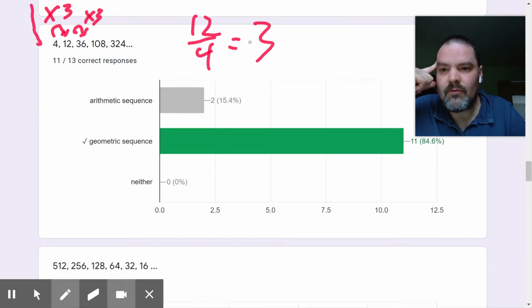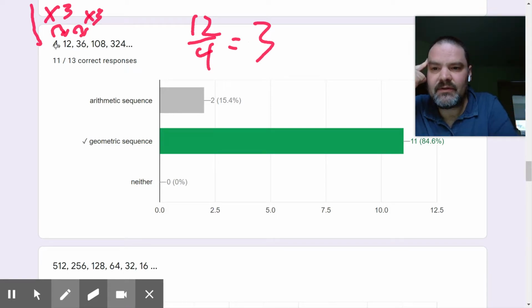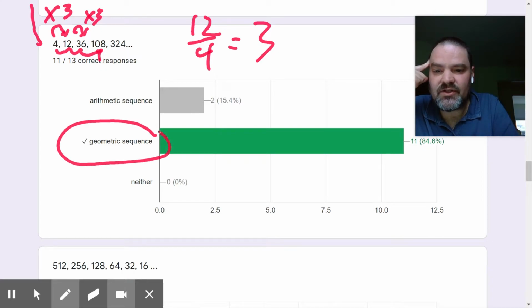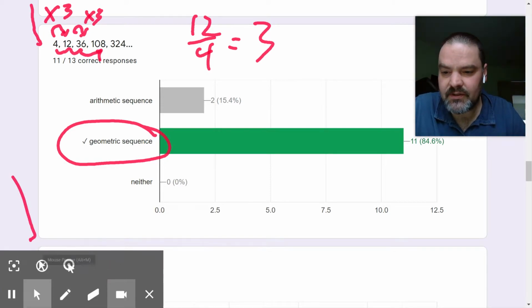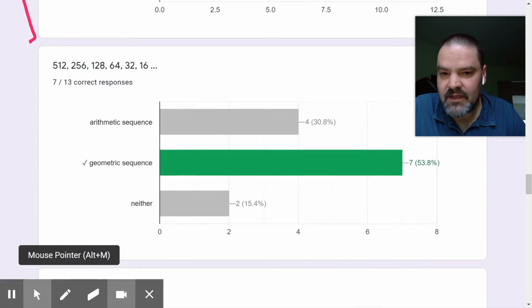So 4 times 3 is 12. Then 12 times 3 is 36. 36 times 3 is 108. And because the pattern holds, it's geometric. Geometric means you multiply by the same thing each time. Let's move on. All right, this next one.